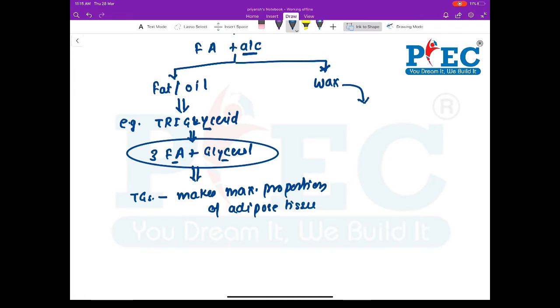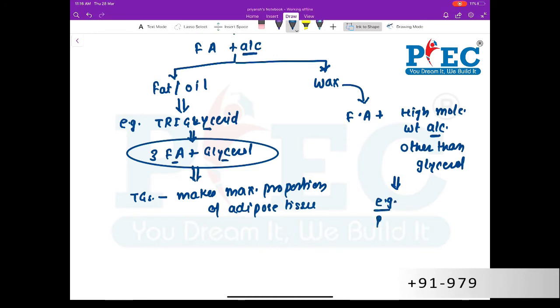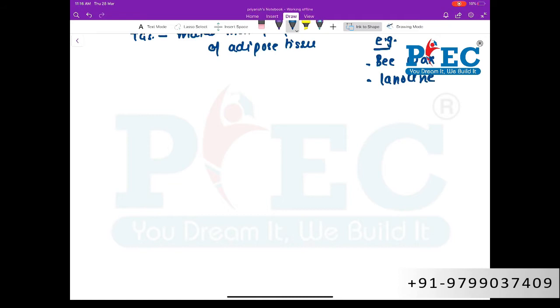What is wax? The constituent of wax will be fatty acid plus high molecular weight alcohol, a high molecular weight alcohol other than glycerol. So if there is any other alcohol apart from glycerol, it will be called wax. Examples of wax are beeswax and lanolin. So this was the first category.